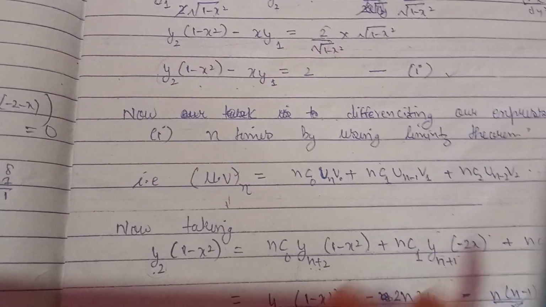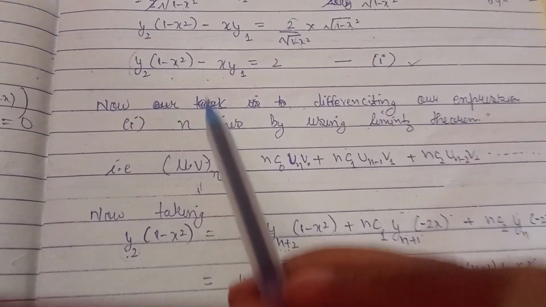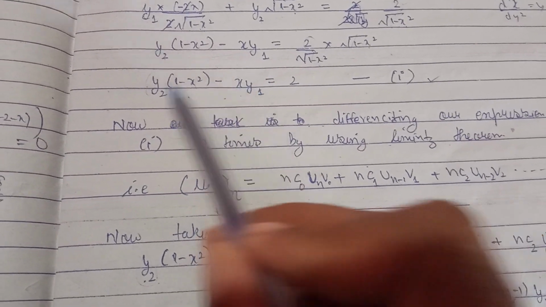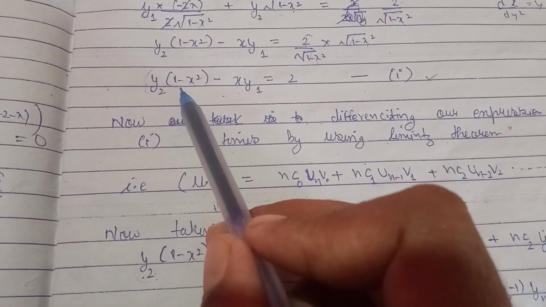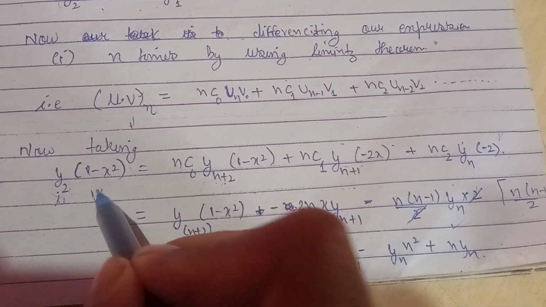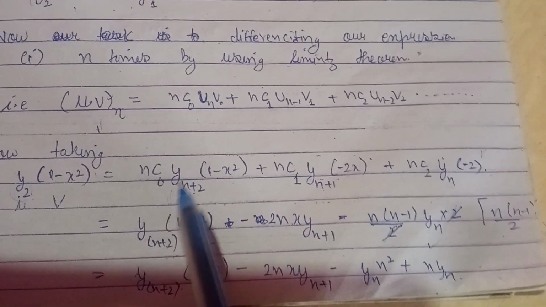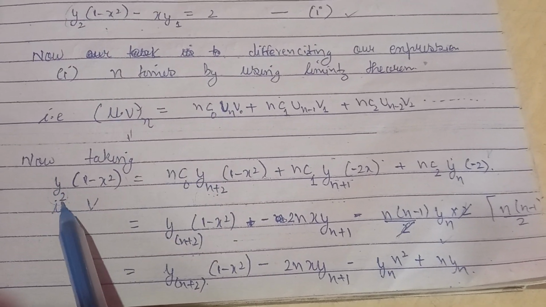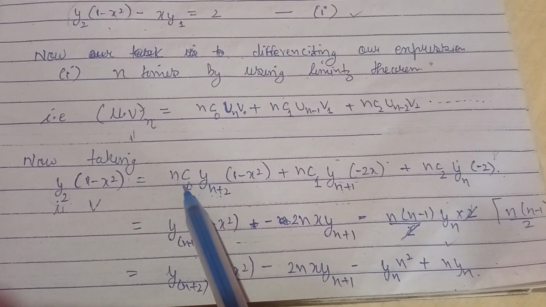Now we will apply the theorem that we have learned here, how to differentiate a uv function. There, moving forward, we will take each term of this expression one by one. First we will take y2 into 1 minus x square, that is, first take y2 as u and the other as v. Okay, now first we will write nC0 into differentiate y2 n times.